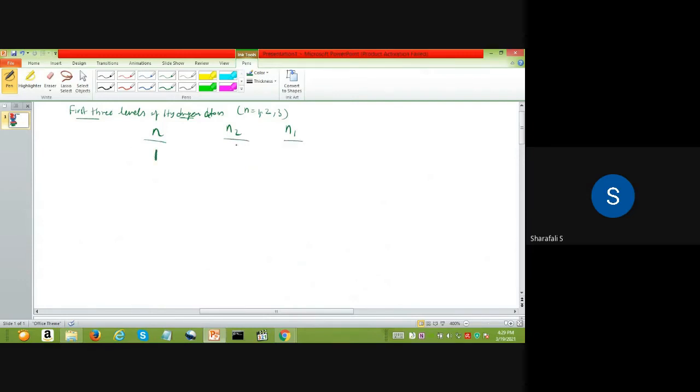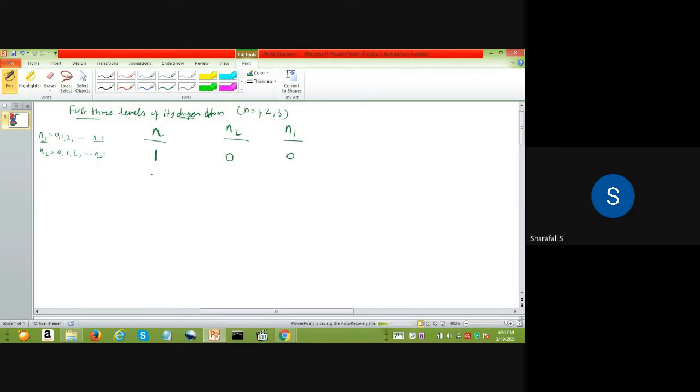So for the first three levels of hydrogen atom, take n equal to 1. What happens for n equal to 1? We already discussed n1 will be equal to 0, 1, 2, 3, etc. up to n minus 1, and n2 equal to 0, 1, 2, 3, etc. So n1 will have values with maximum of n minus 1. Since n equal to 1, the maximum value that you can have for n2 as well as n1 is 0, because maximum you can have n minus 1. So n minus 1 is 1 minus 1, that is 0.